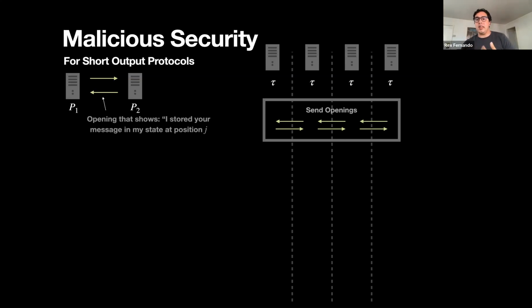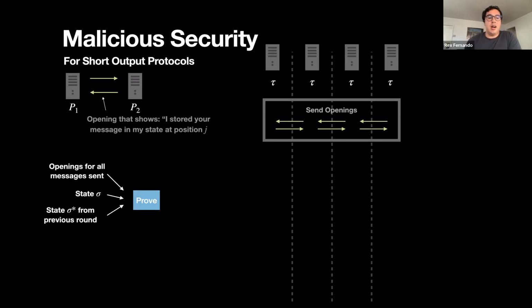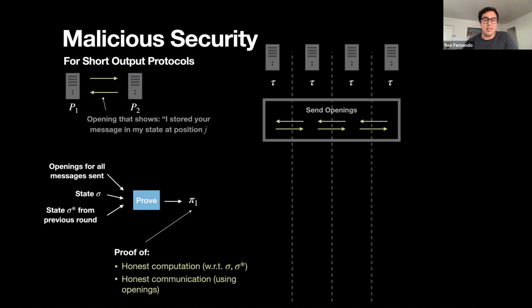And so all parties exchange these openings for every message sent in the semi-malicious phase. What that means is that now party one can prove honest behavior. Specifically, it can take its state, and it can also take the state from the previous round, which presumably it saved. In addition, it can take the openings for all these messages that it sent in this round. And then it can compute a proof which proves both of the following points. First, that it did an honest computation. In other words, its state was updated honestly. And second, it communicated honestly. So it sent messages that it was supposed to, to the parties that it was supposed to, and these parties stored those messages honestly.